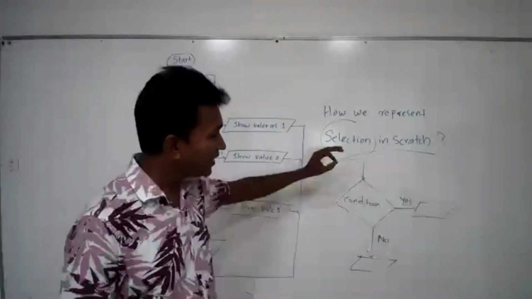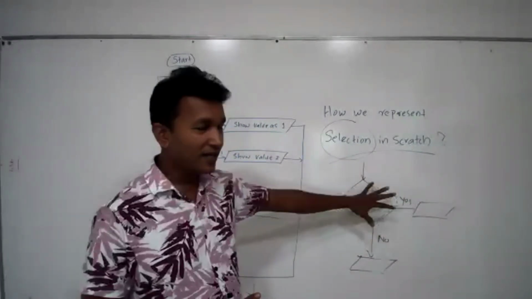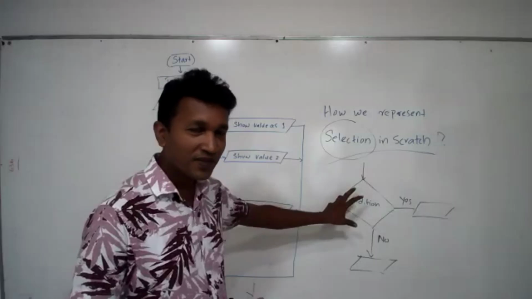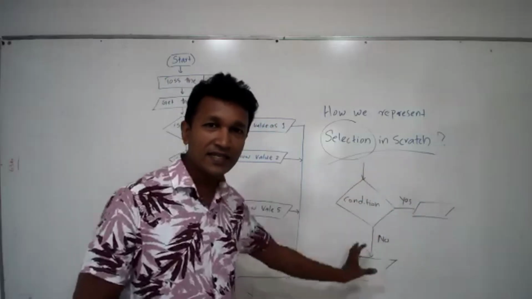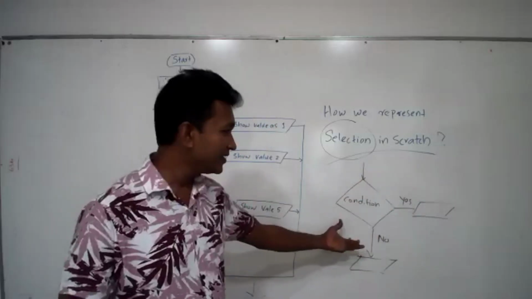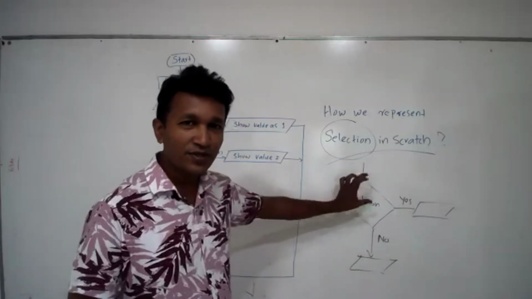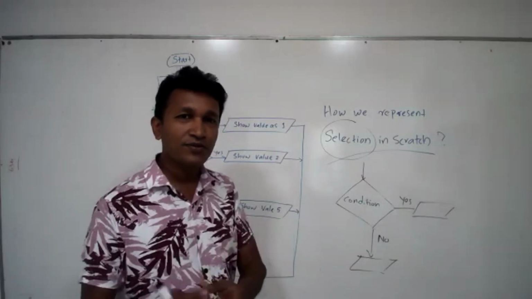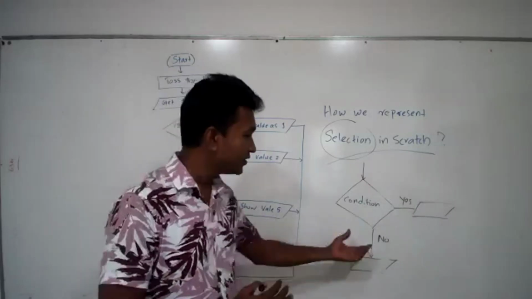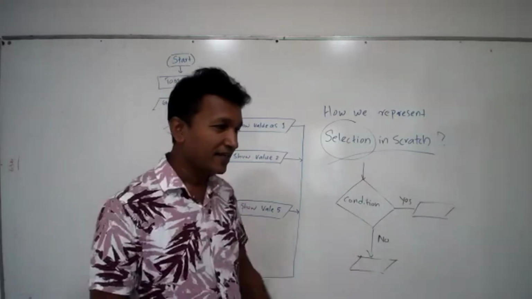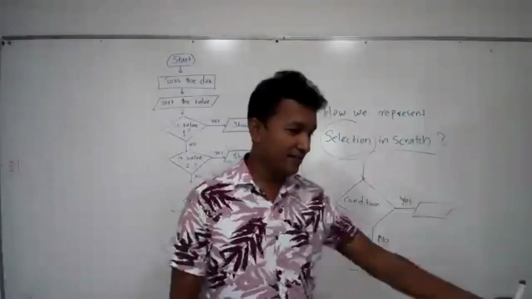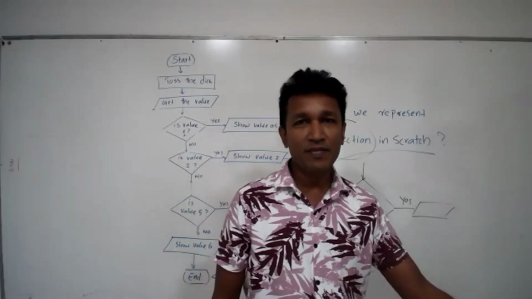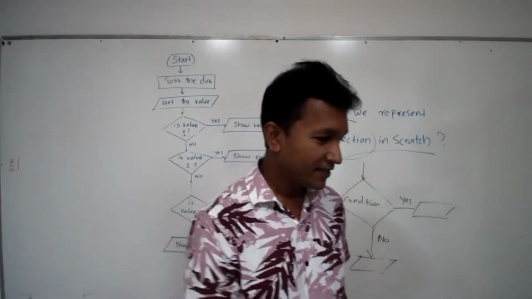Selection, we represent with if else in Scratch. Because this is a condition. If the condition is true, do something, else do something else, right? If the condition is true, so we have to check some condition, right? If this is true, do something, else do something else, right? We'll do it in Scratch, right? It is better if you can do this with me from the Scratch, right?